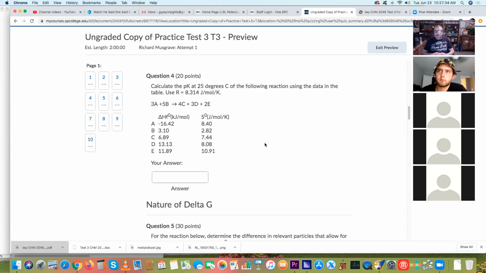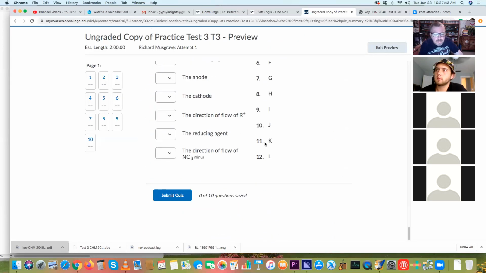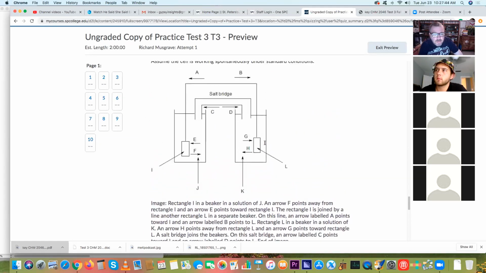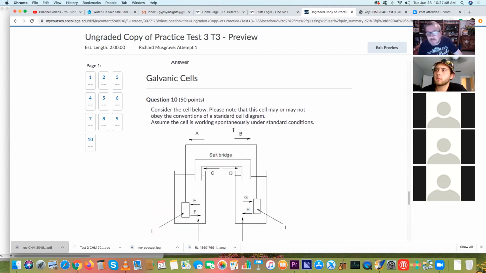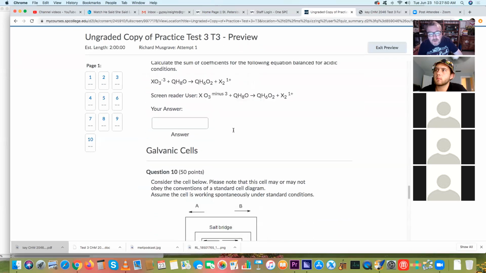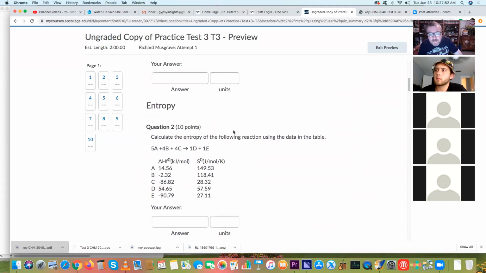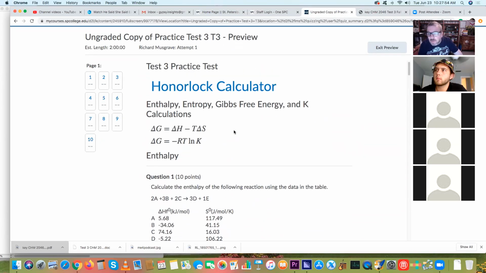No, not necessarily about that, but the real test is only going to be 10 questions this time? Yeah, 12 actually, I think. Or 11. Let's see. No, 10. You're right. Yeah, only 10. It's a little bit less involved than test 2.